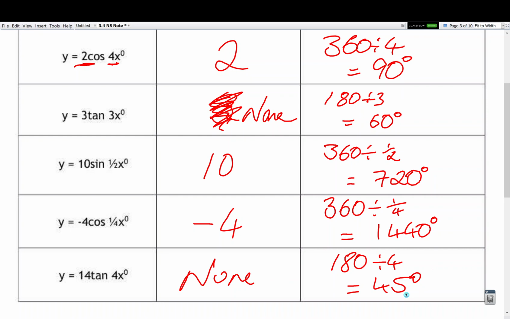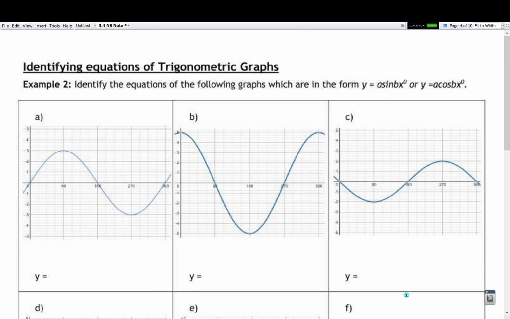Okay, so last thing we're doing, just to set you off before you do your questions for yourself, is example number 2, which is identifying the equations from the graph, right? And then you're going to do some questions after this. So we're only dealing with sine x and cosine x. We're not dealing with tan initially.